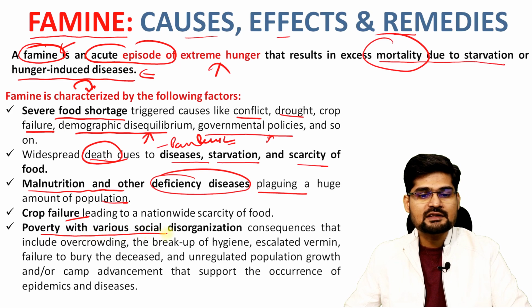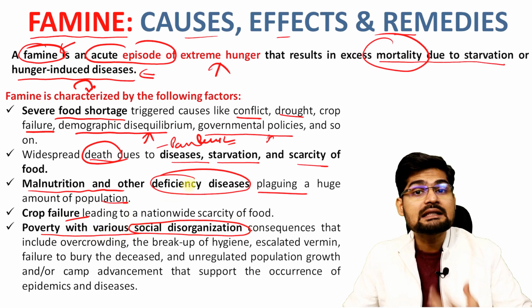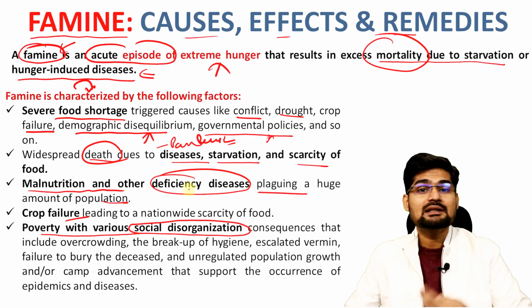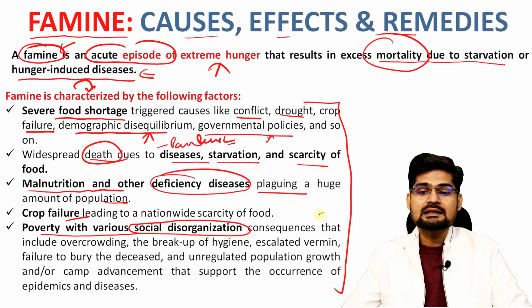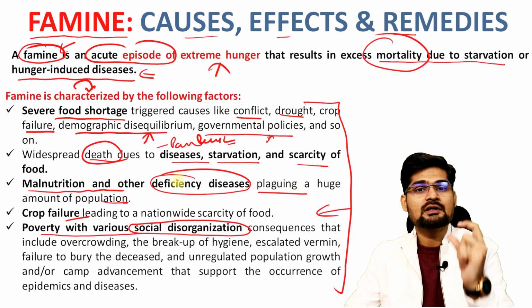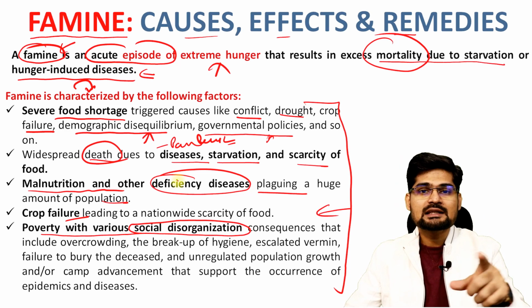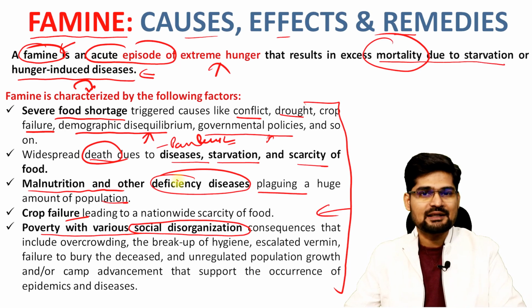And poverty with various social disorganization, which means that people do not have affordability at the same time. People are so poor that they cannot buy food, right? So this is something which is commonly the major characteristic of a famine, right? In a given space and time, if the famine situation is there, it means they will have all of these characteristics or at least a few of them definitely, right?